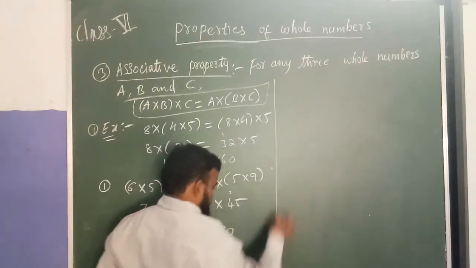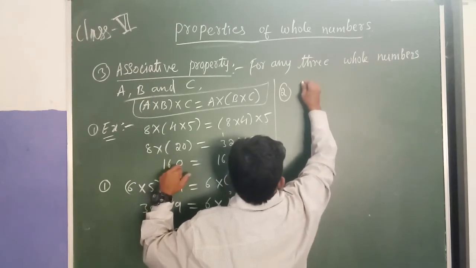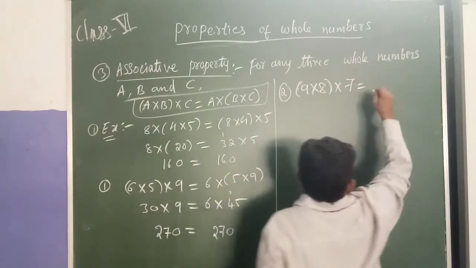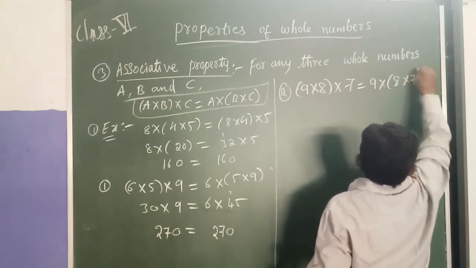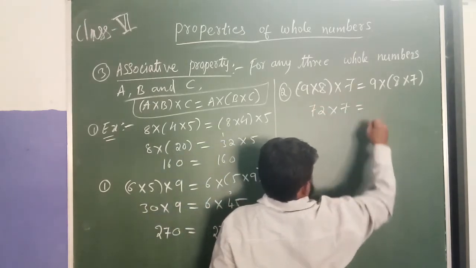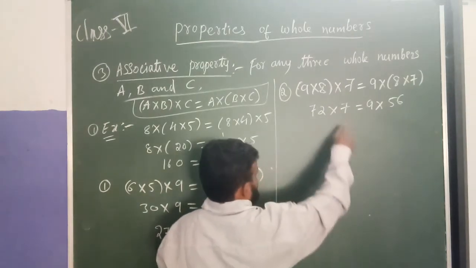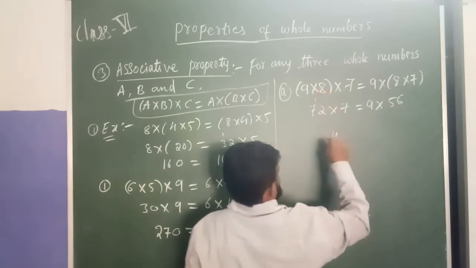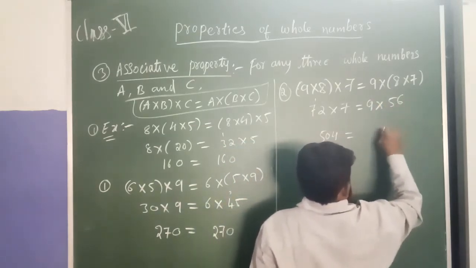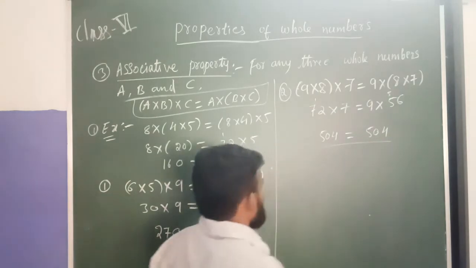Second one, I will do one more: 9 × 8 × 7 is equal to 9 × 8 × 7. 9 8s are 72, so 72 × 7. And 8 7s are 56, so 9 × 56. For 72 × 7: 7 2s are 14, write 4 and carry 1; 7 7s are 49, 49 plus 1 is 50, giving 504. For 9 × 56: 9 6s are 54, carry 5; 9 5s are 45, 45 plus 5 is 50, giving 504. Both are equal, the LHS is equal to the RHS.